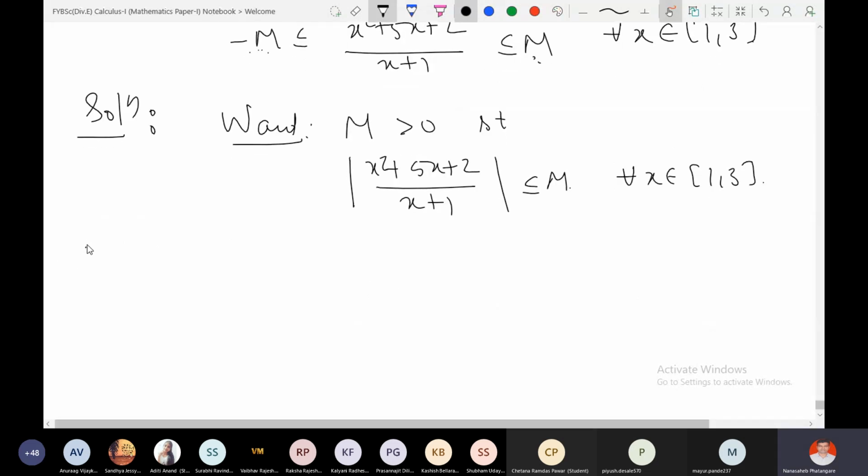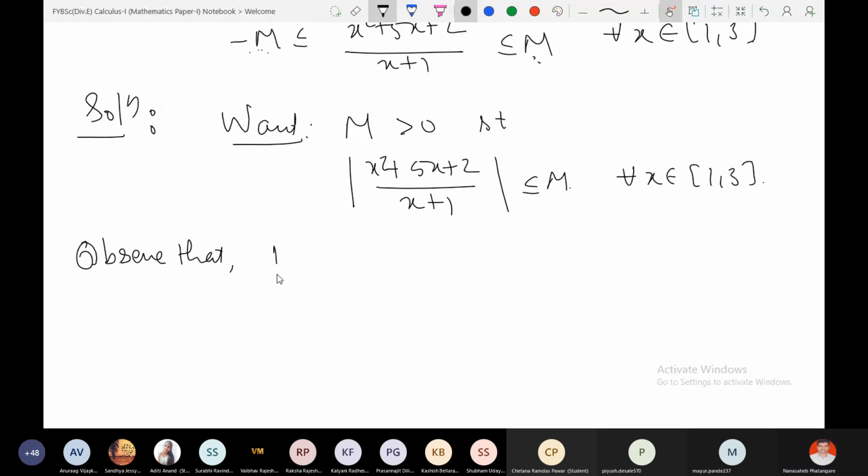Now observe that. How to make our life easy? To make our life easy, try to perform simple steps, and these simple steps we combine together, that will make our life easy, right? Just think about the numerator x square plus 5x plus 2. By triangle inequality, it is less than or equal to the absolute value of x square plus 5x plus 2. Am I right?